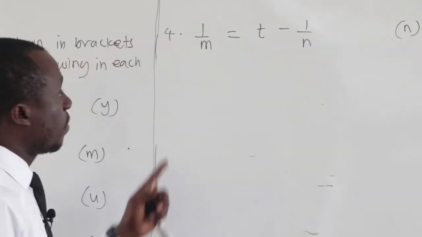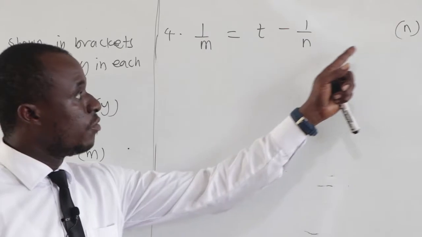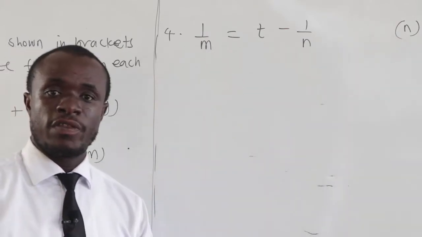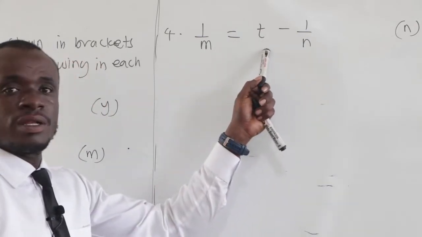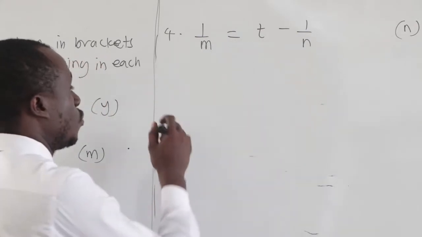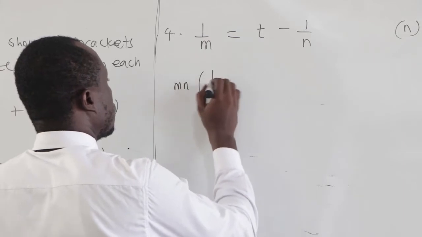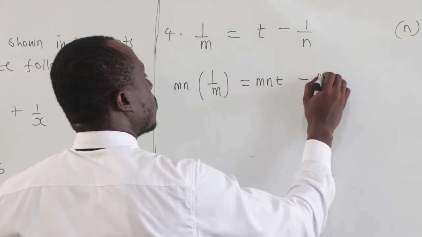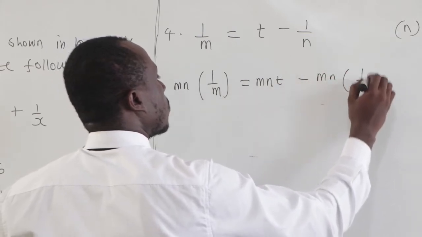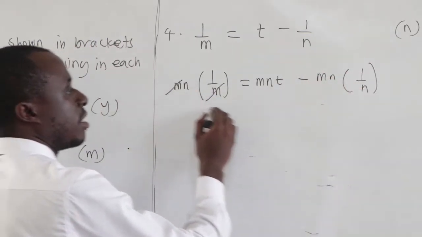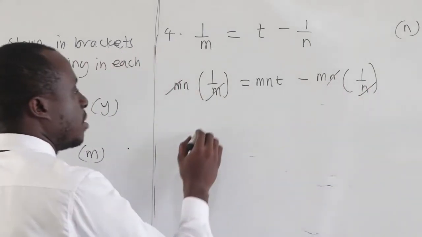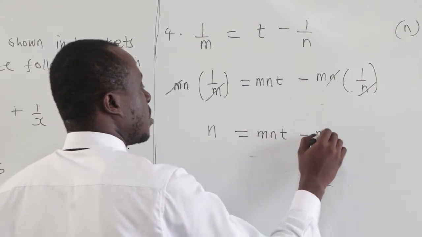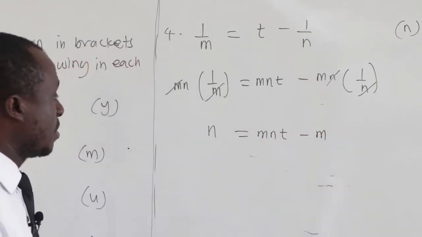Now in this case, question number 4, 1 over m equal to t minus 1 over n. We are being told to make n the subject. What's the LCM? Multiplication of the denominators. We know t is over 1, so it's going to be mn. So multiply each term by mn. What can we see? This m is cancelling out that m, the n is cancelling out that n. So you have n to be equal to mnt minus m. We want to make n the subject. There's n here, there's n here.